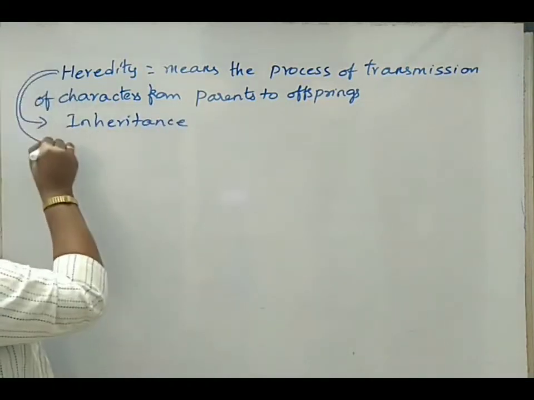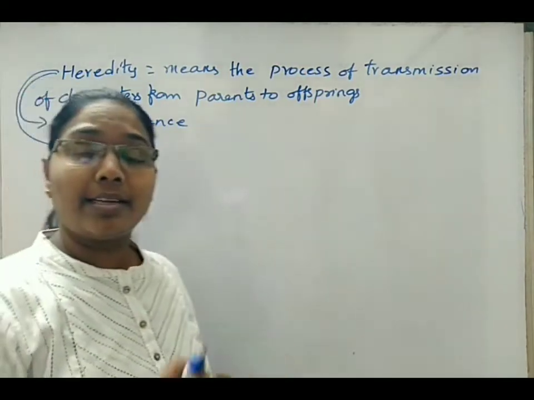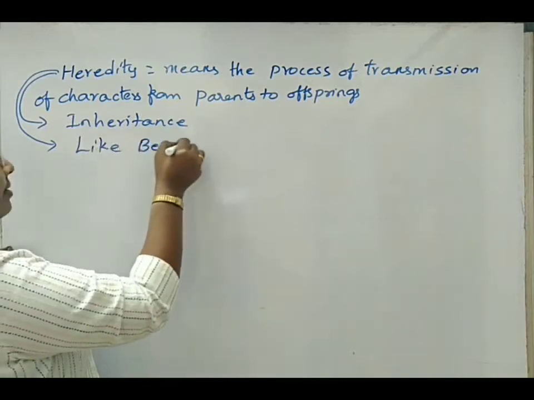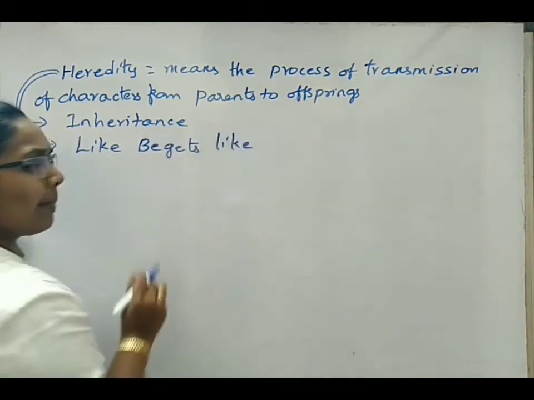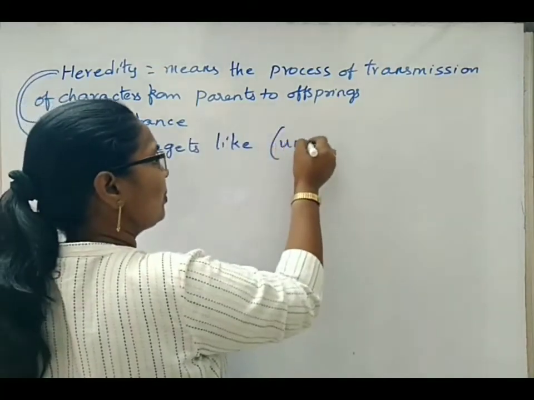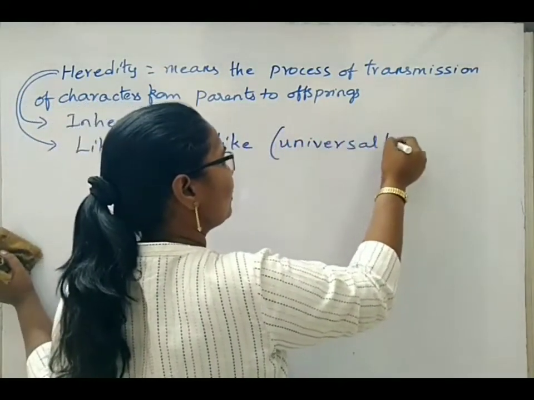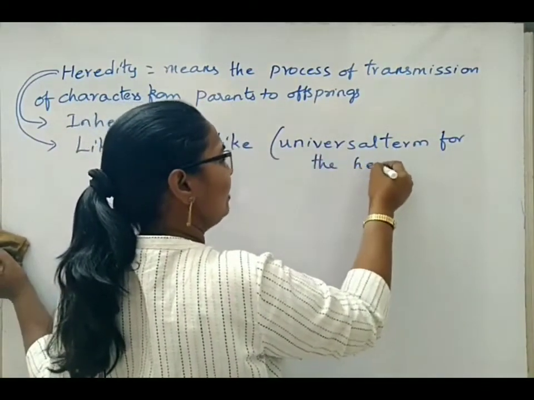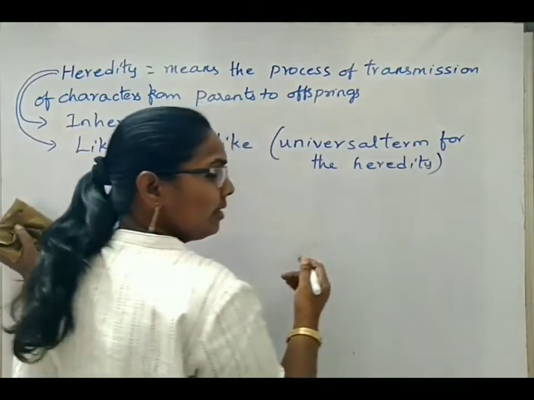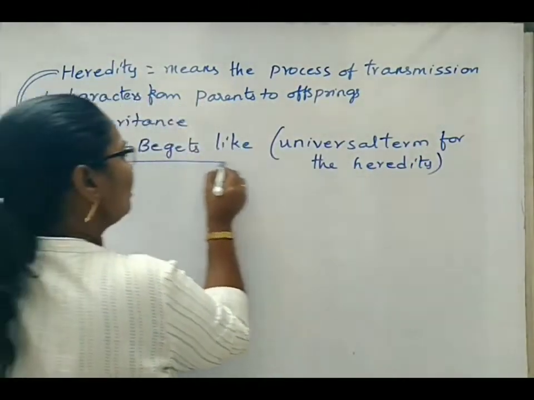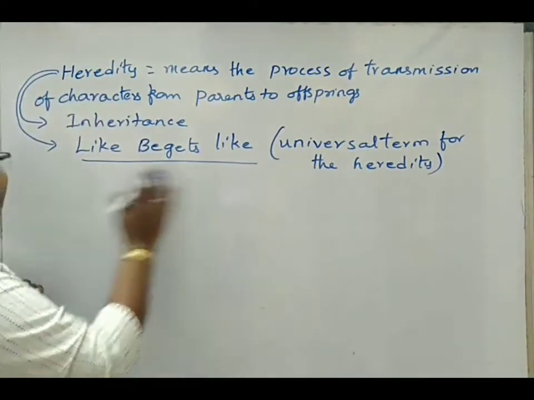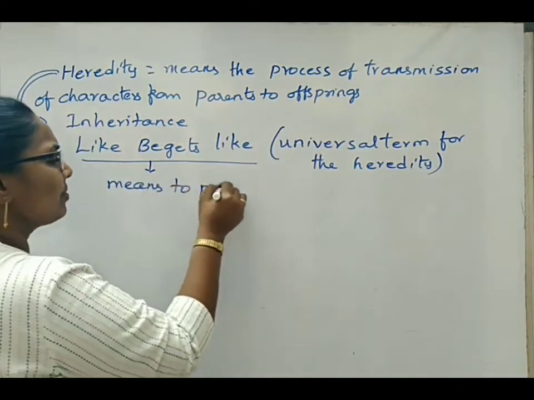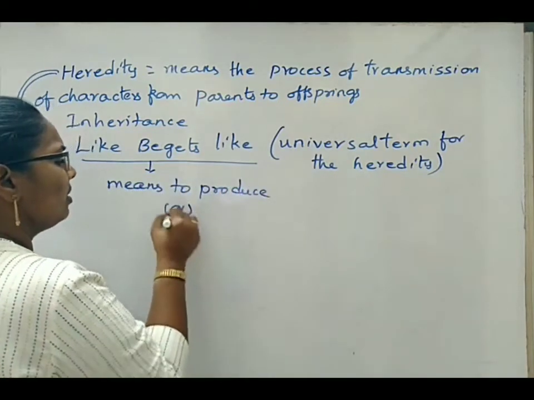There is also another term which is synonym like that of heredity. That term is "like begets like". This term is considered as the universal term for the heredity. And what is meant by the meaning of this group of words? It means to produce or give birth to.